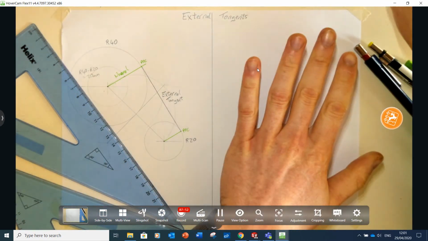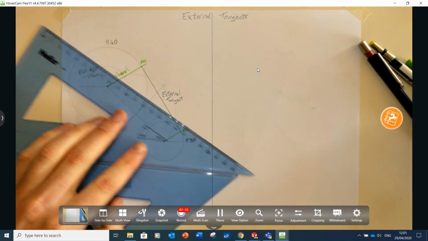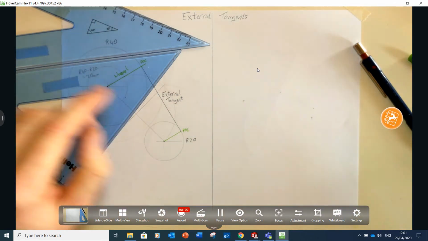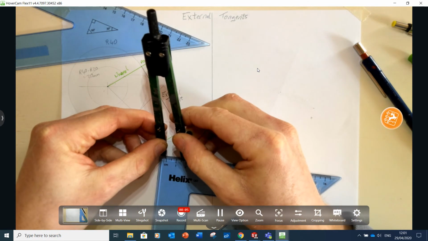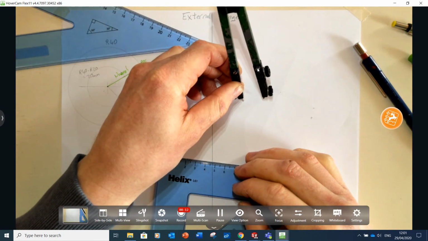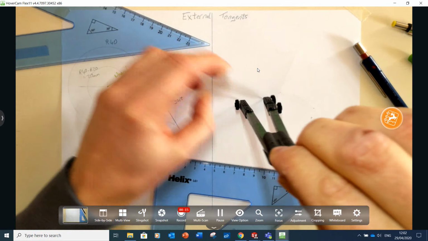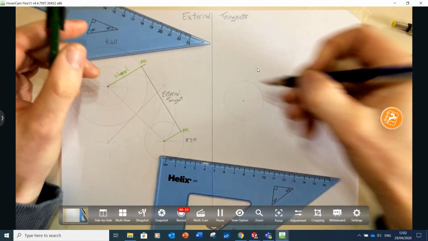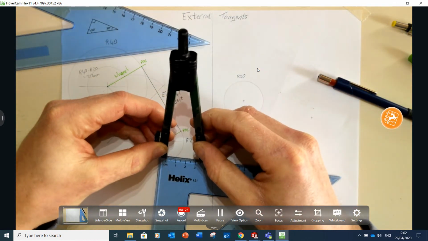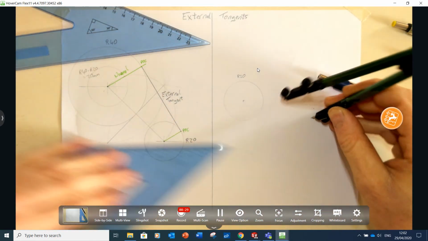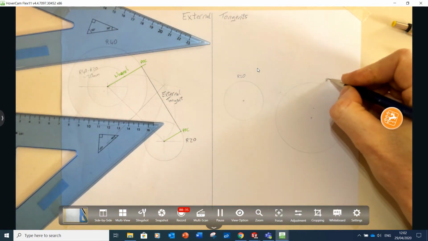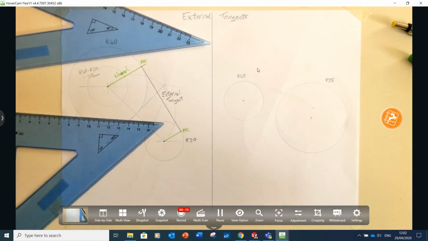We're going to do one more example on the right hand side of the page here. So I'm just going to pick 2 center points again, and I'm going to do a smaller circle, radius 20, and a larger circle, radius 35. Like so.